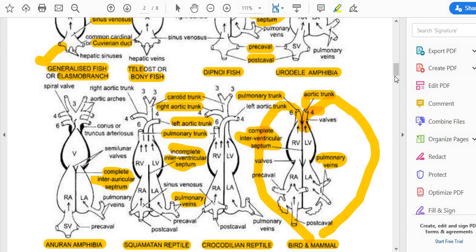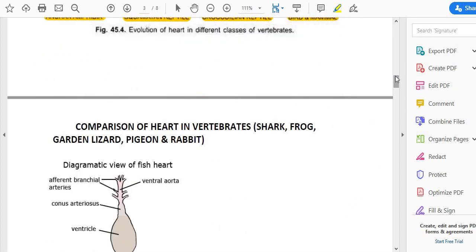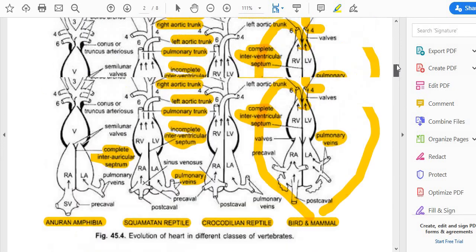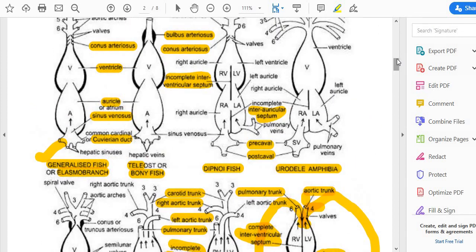So this was about the comparison of the heart in different vertebrates. Hope you all understood this. This is the explanation I have given. Whatever notes I have given, you just refer to the notes and the diagram explained here, and you will get a better understanding. Thank you.